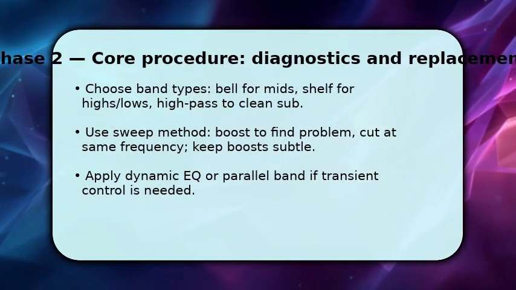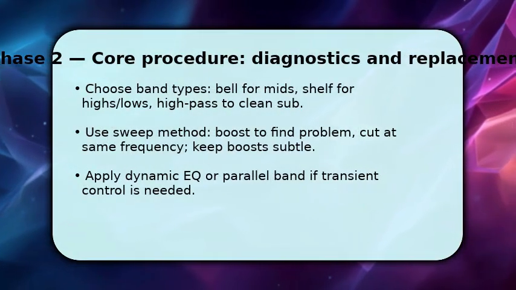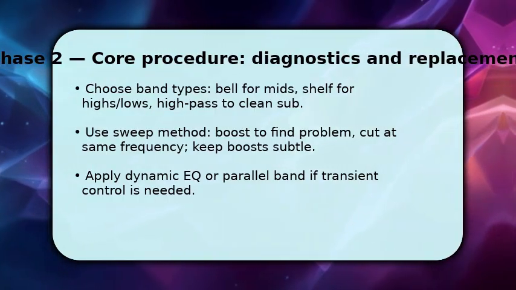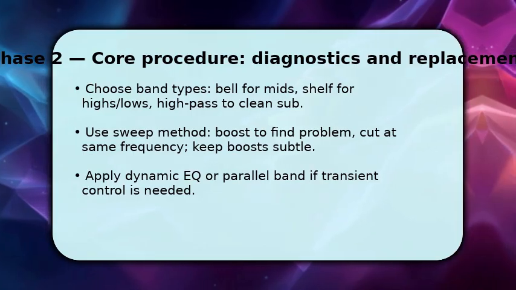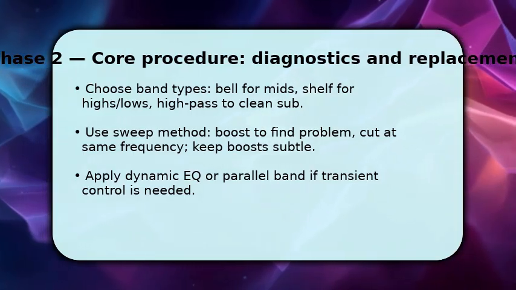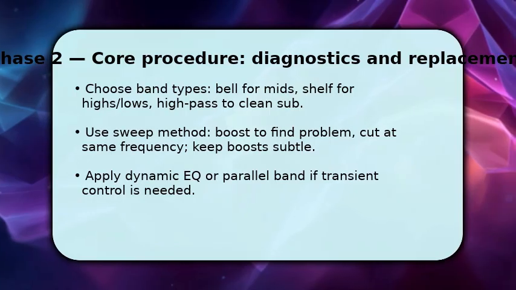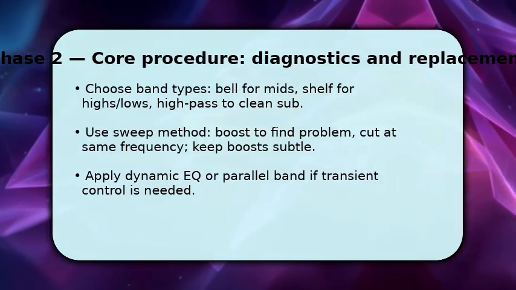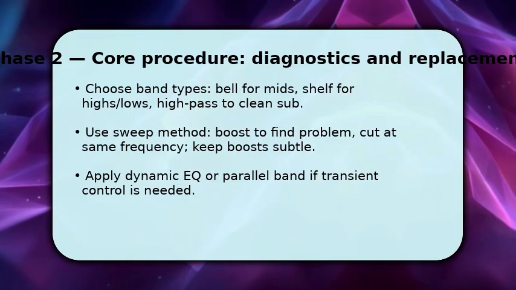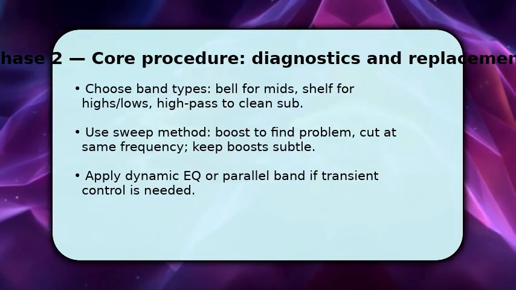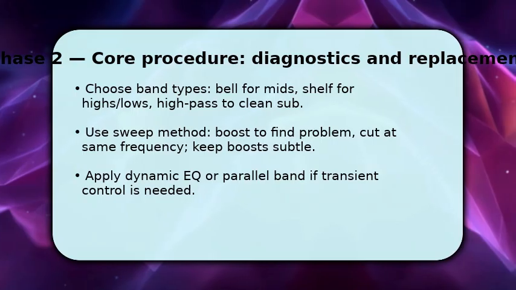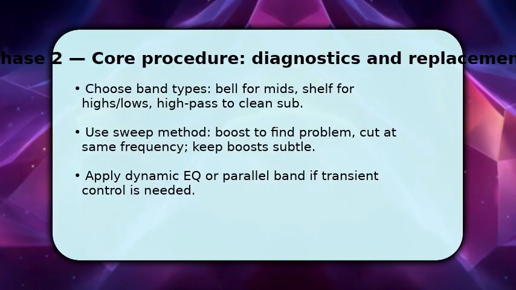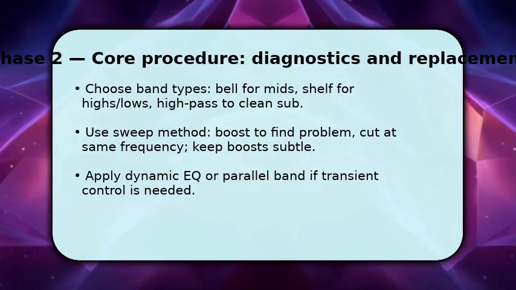Now you move into detailed shaping. Sweep a bell band with modest boost to locate offending or pleasing frequencies, then invert that move by cutting instead of leaving a big boost. Once found, tighten or widen the Q for musicality, wider for presence, narrower for resonance removal. If transients misbehave, route a dynamic or parallel band to tame peaks without killing energy. Make sure to compare bypassed and processed versions frequently to confirm improvement, and automate changes for different sections.